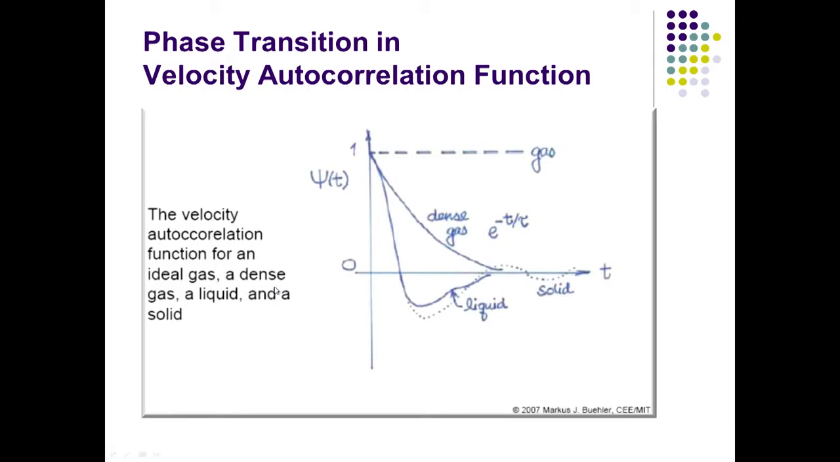So, this figure on your slide shows you that just by looking at velocity autocorrelation and plotting it over time and at different state space, that means different thermodynamic conditions, we can tell by the shape whether the system is in liquid phase, gas phase or solid phase.